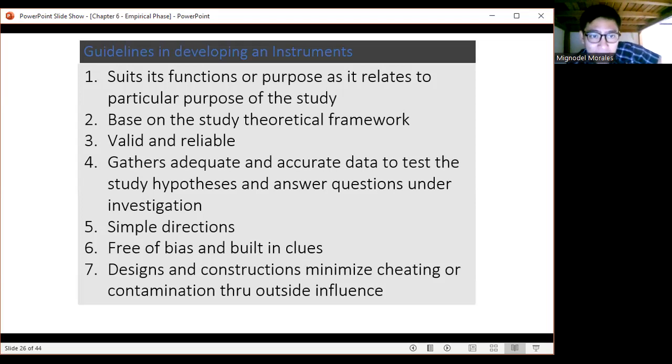It must be valid and reliable. So it has to undergo a pilot test, a reliability test, to check if the items are answering your objectives. Gather adequate and accurate data to test the study hypothesis and answer questions under investigation. It must be simple and direct, with simple directions, and free of biases. Design and construction should minimize cheating or contamination through outside influence.